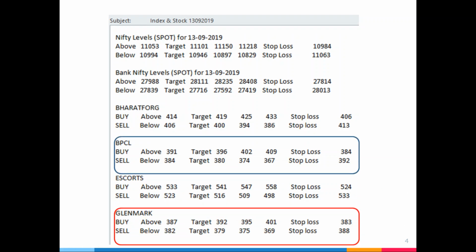For this example, I have taken two stocks. One is BPCL and the other one is Glenmark. If you go back and check the data on 13th September 2019, BPCL hit the third target on the positive side and Glenmark hit the third target on the negative side. So on both sides the stock hit the third target. That's why I took the example of these two stocks with the live information.